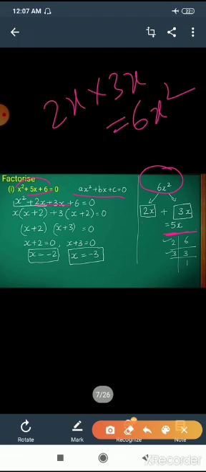Now grouping the terms in two groups. The first two terms are one group and the next two terms are the second group. Here x is common in the first two terms and here 3 is common. Again x plus 2 is common. So x plus 2 into x plus 3 equals 0, where x plus 2 equals 0 or x plus 3 equals 0. So x equals minus 2 and minus 3 are the solutions of this quadratic equation.